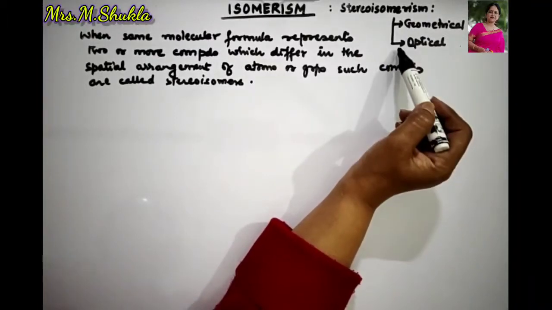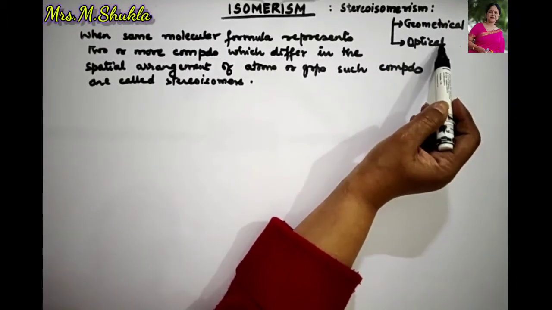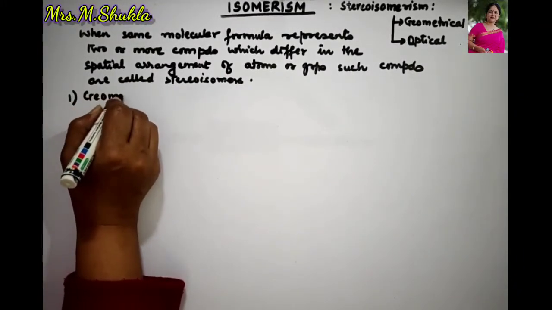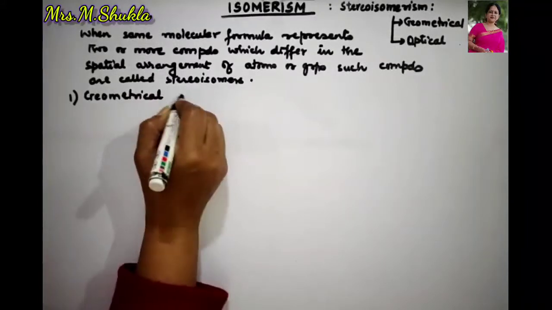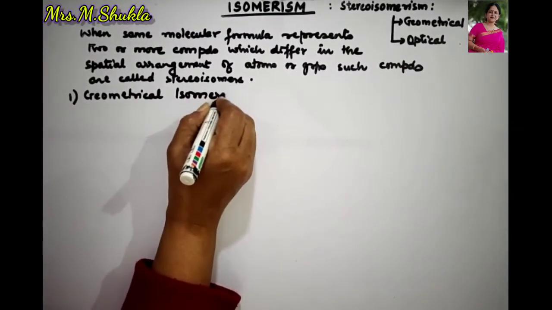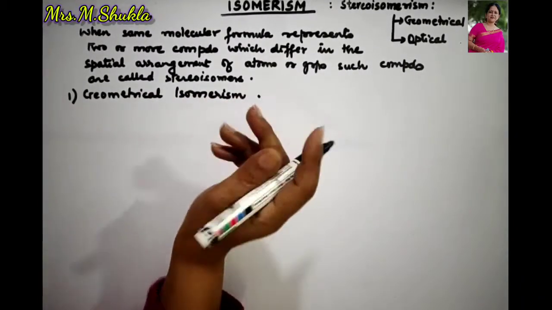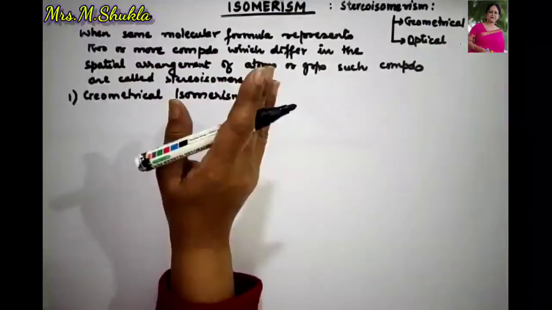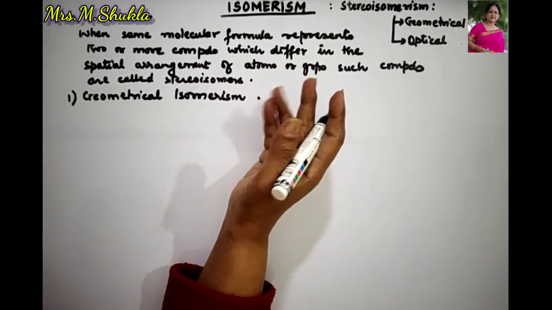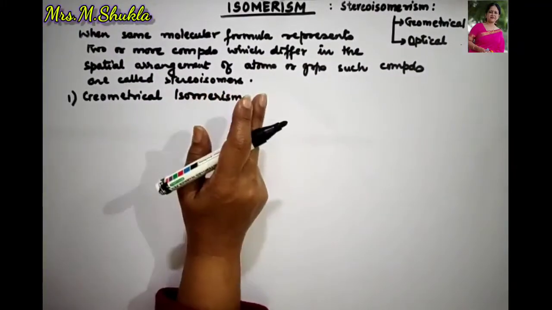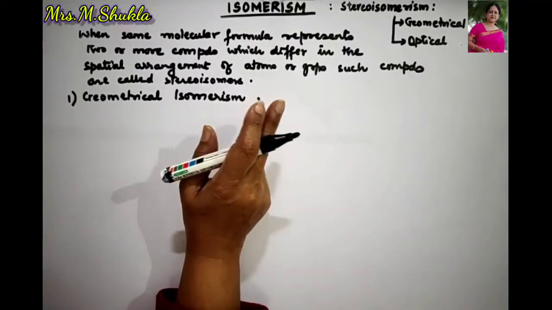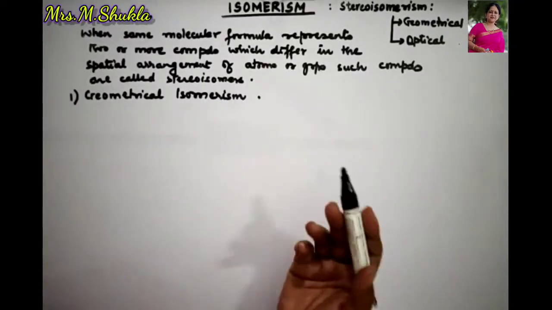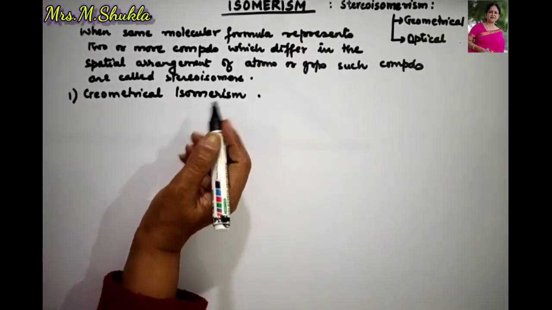And then they are of two types, geometrical isomerism and optical isomerism. Let us begin with the first one, that is geometrical isomerism. So when the same formula represents two compounds which differ in their spatial arrangement of atoms or groups around the carbon double bond, right, then such isomers are termed as geometrical isomers, and the phenomenon is called geometrical isomerism, right?